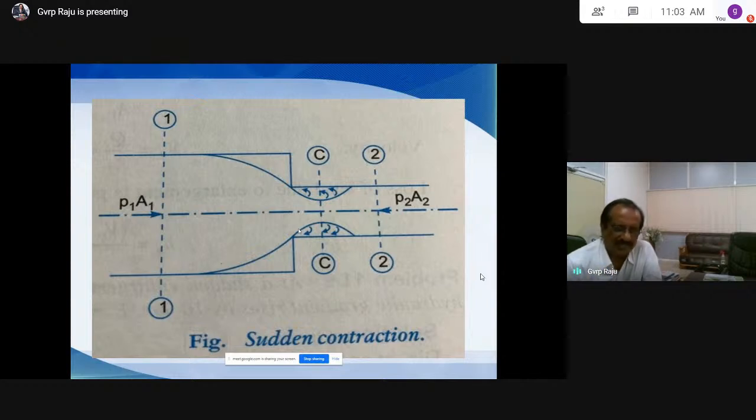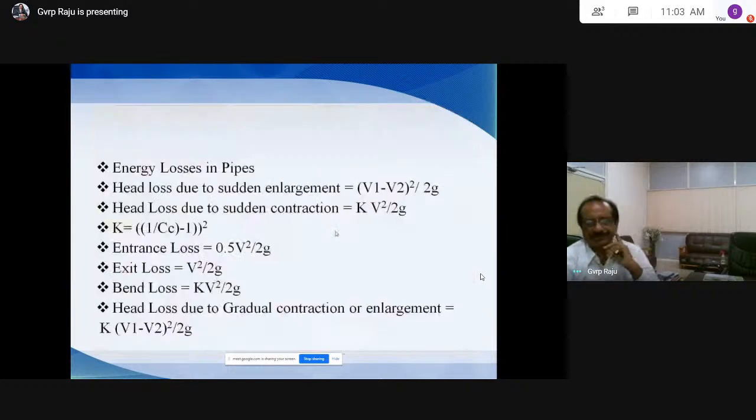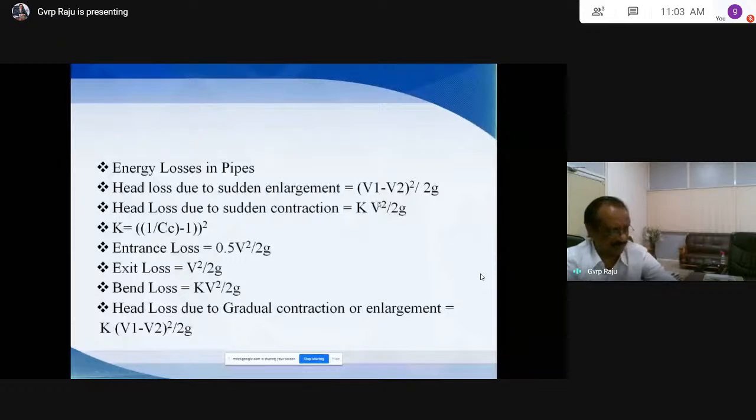So the head loss due to sudden contraction, if you see here, the flow is from 1 to 2. The pressure force here is acting in this direction, and the pressure force P2 is acting in this direction here. You can apply Bernoulli's equation between points 1 and 2, and the loss is mainly due to the sudden contraction. We can find the equation is K V2 square by 2g.